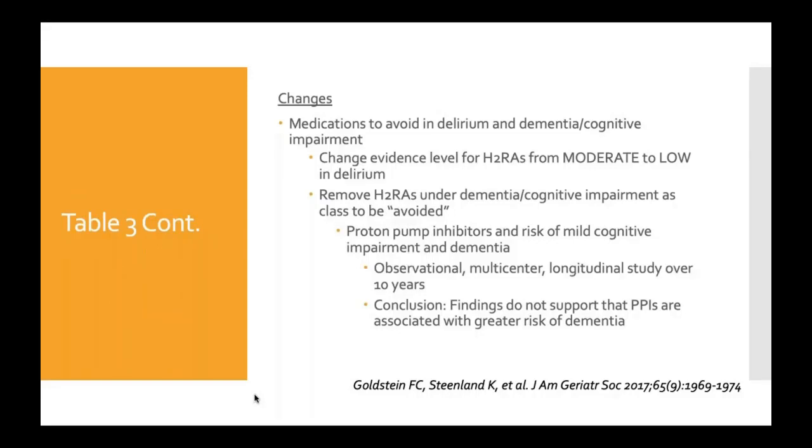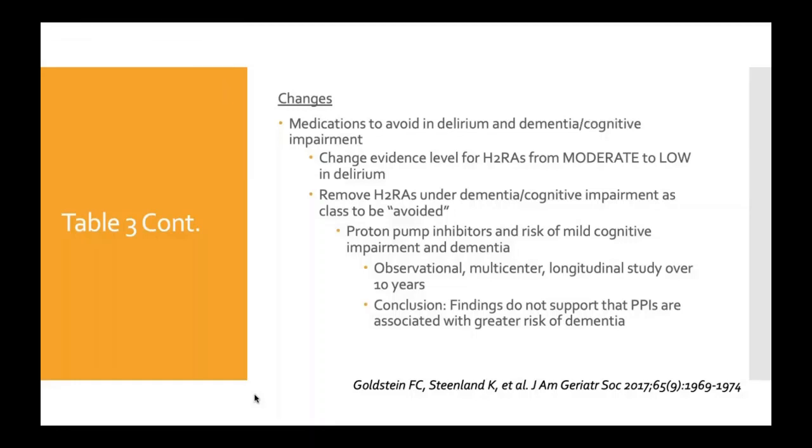Okay, moving on to changes within this table. We really looked at histamine 2 receptor antagonists under medications to avoid in delirium and dementia. Basically, they changed the level of evidence for those agents from moderate to low in the setting of delirium and removed the class as one to be avoided in patients who already have dementia or cognitive impairment. And this kind of came about. There was a study that was published in 2017 that looked at proton pump inhibitor use and the risk for developing mild cognitive impairment.